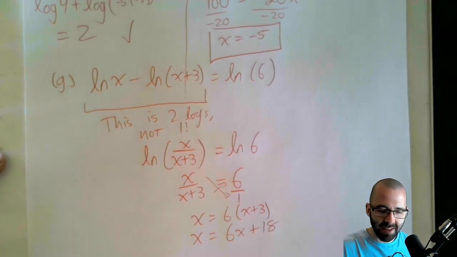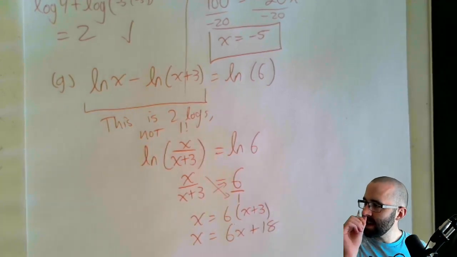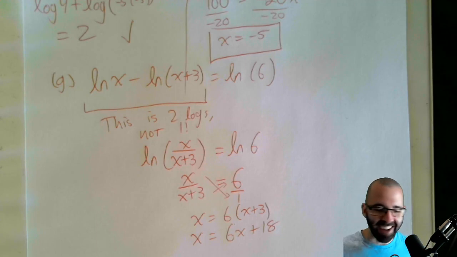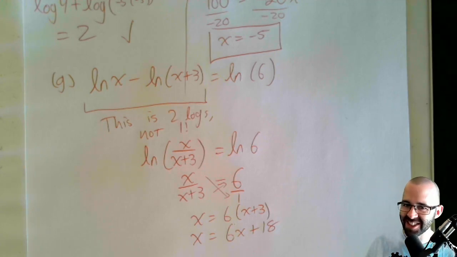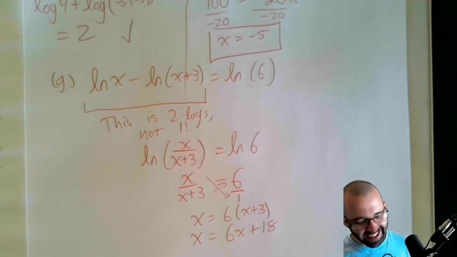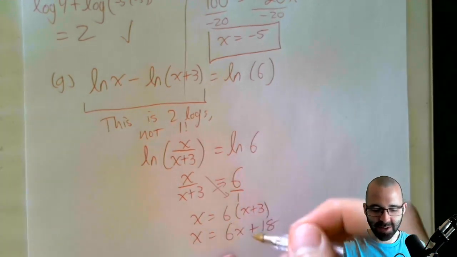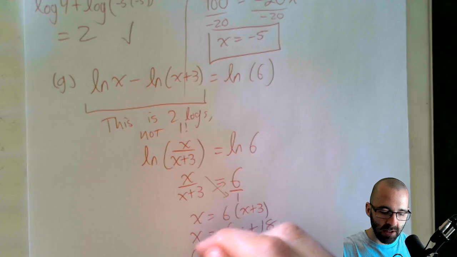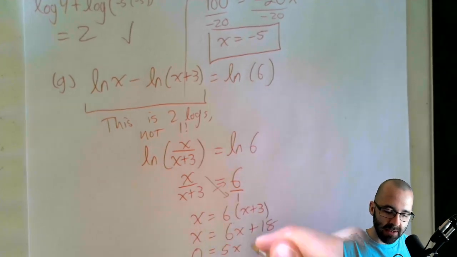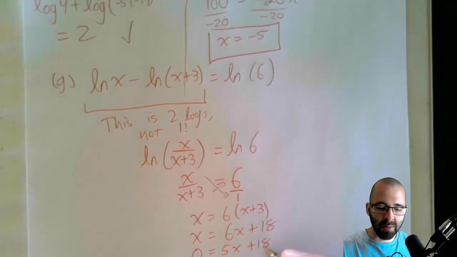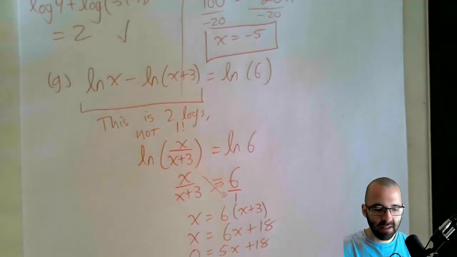Oh, this is not bad. This is not bad at all. Actually, spoiler alert, we're going to have something happen in this problem. This one's going to be a chuckler. Okay, so subtract the x from both sides. Now we have 5x. Now we need to move the 18 over to the other side.